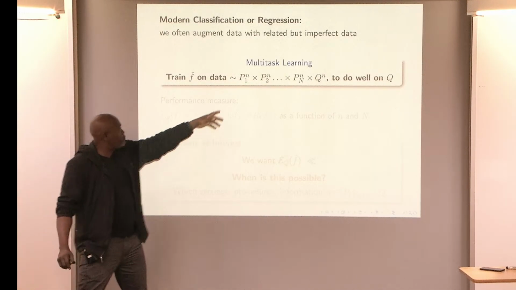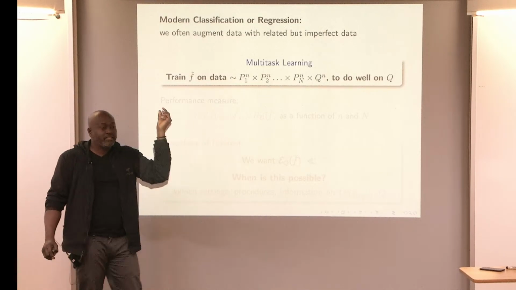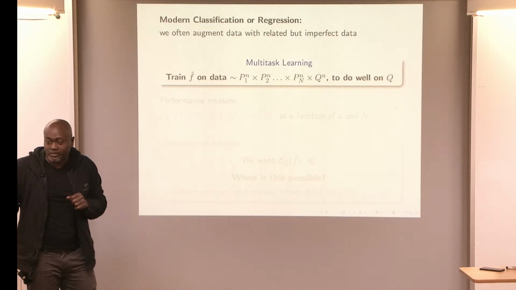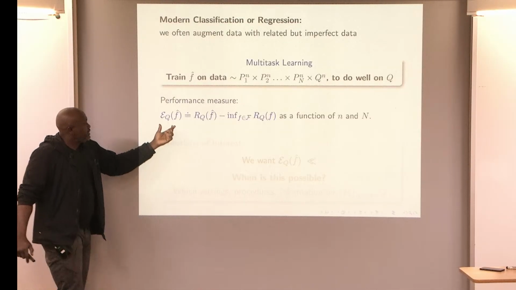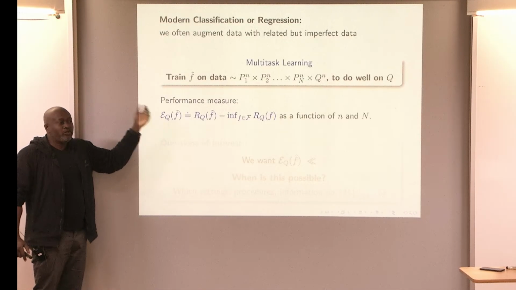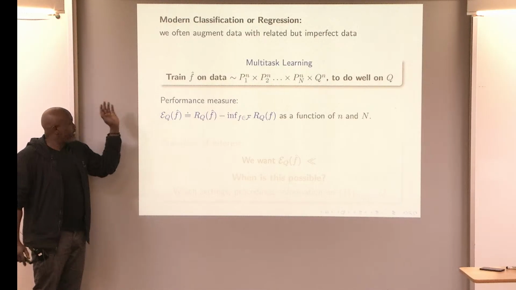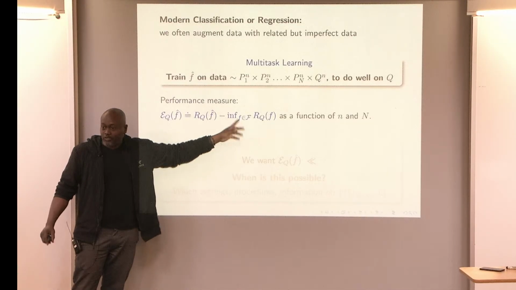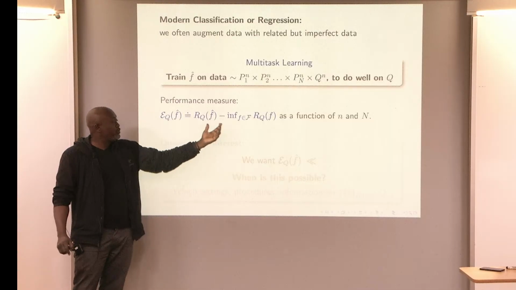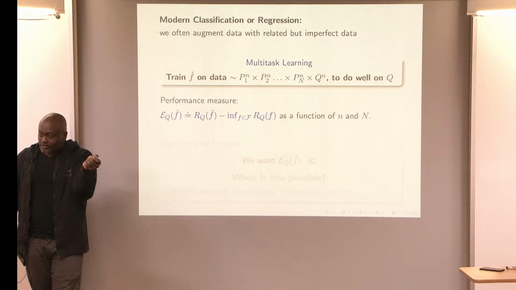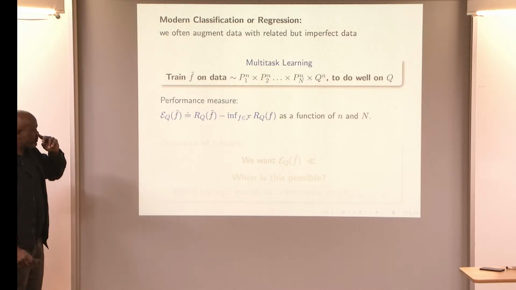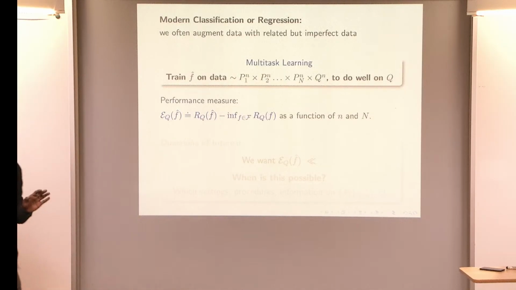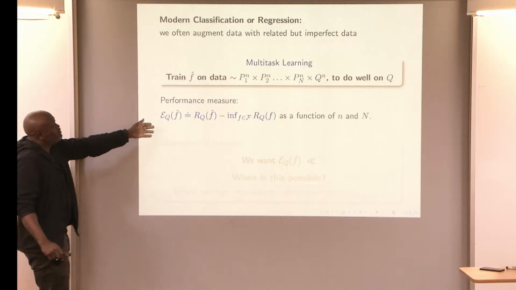For the sake of presentation, I'm just assuming that the sample size from each task, small n, is the same. In the results that we have, we cover any number of samples. So the performance measure is this excess risk defined over some loss. I'm going to be generic for now. It's just an excess risk over the best risk in some given class F. So we fix a model class, and we want to compete with the best risk under Q, under the target, over the class F. And we want to understand this as a function of small n and big N. That's the key point. How does this behave as a function of small n and big N?